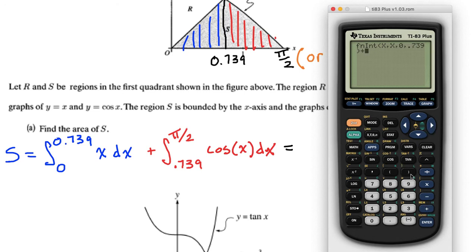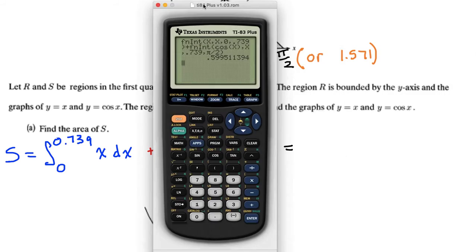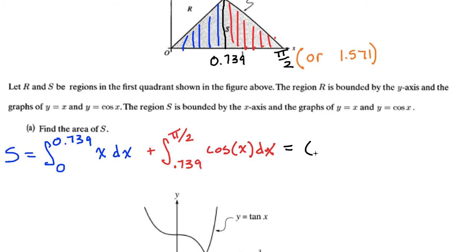That thing plus math 9, the integral of cosine of x with respect to x from 0.739, comma, and I can do the decimal approximation or just do pi over 2. So second pi divided by 2. Cool. Adding those two together, I should get 0.5995, and that rounds to 0.600. So come back here and say 0.600. Final answer and box it.